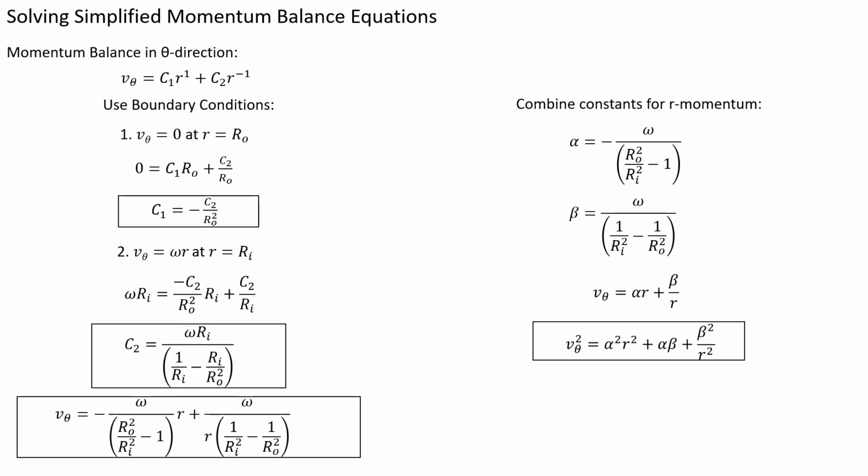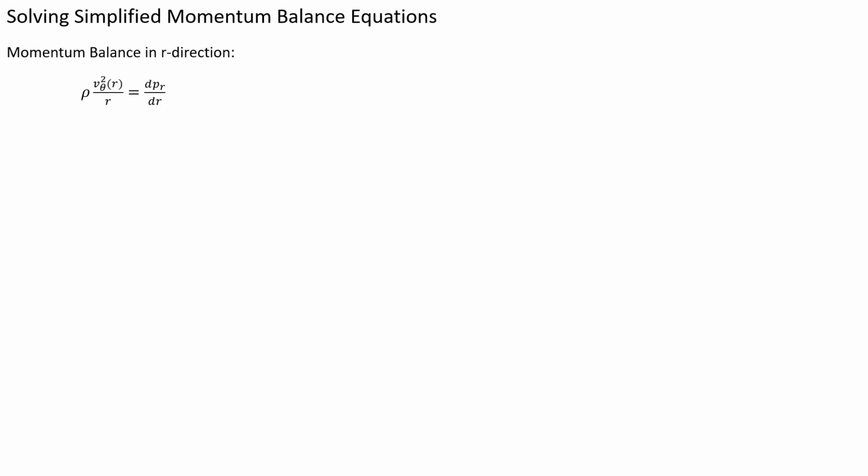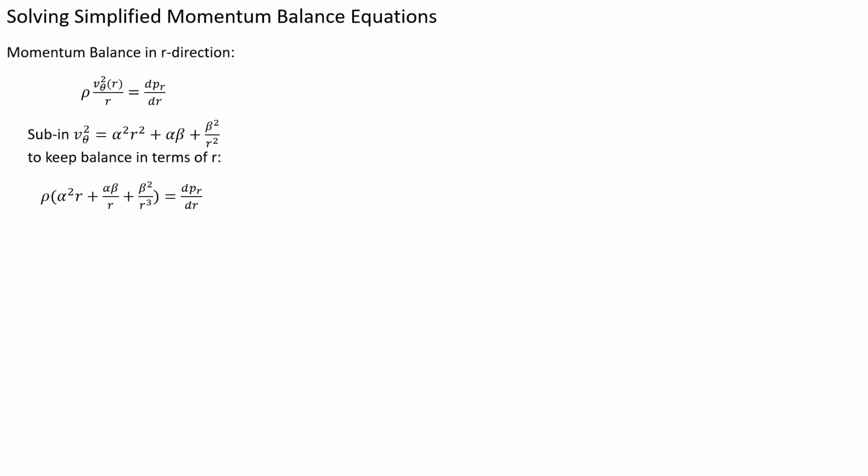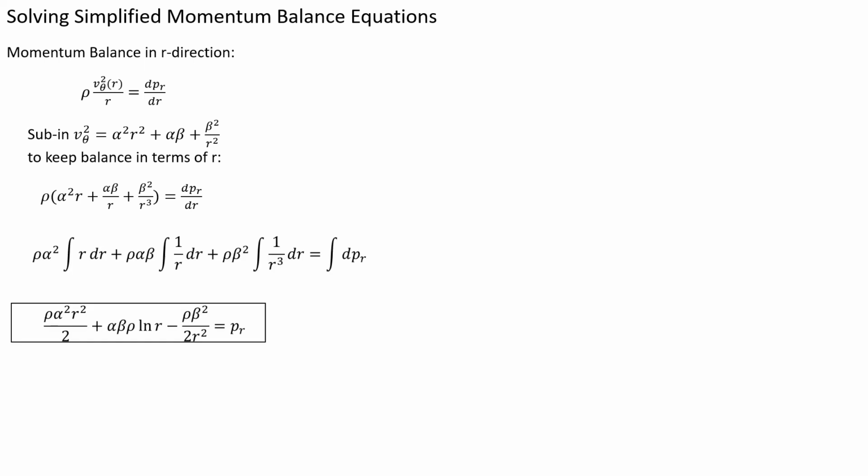So after finding v theta squared, we can plug that right back into the momentum balance in the r direction. And we'll get this equation, which looks a little weird, but we can just integrate it very easily. And this is the final equation for the pressure in the r direction that we'll get.